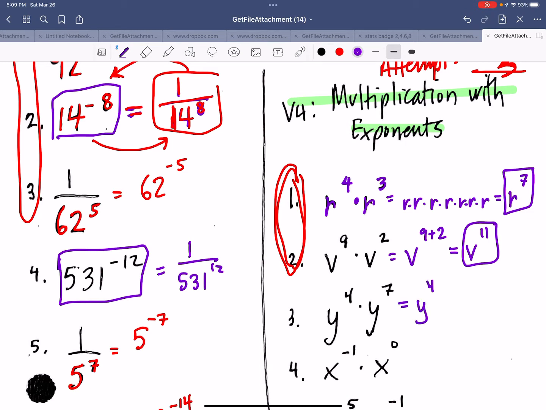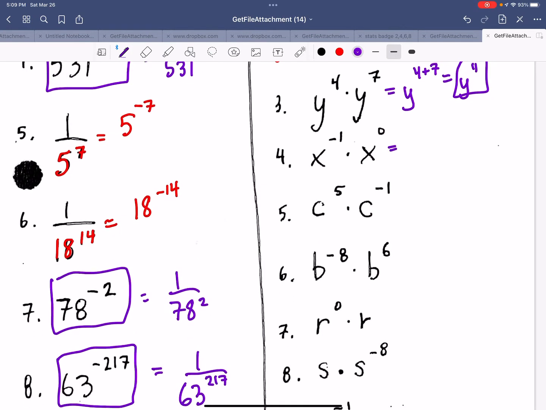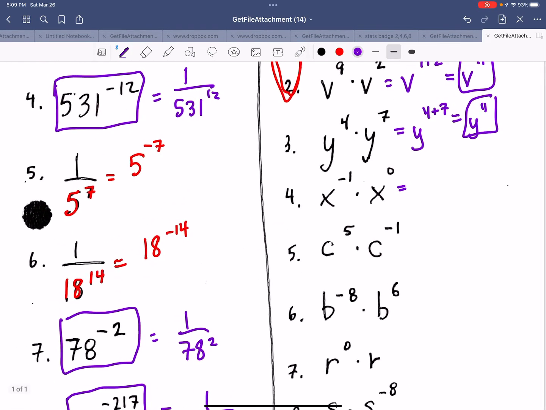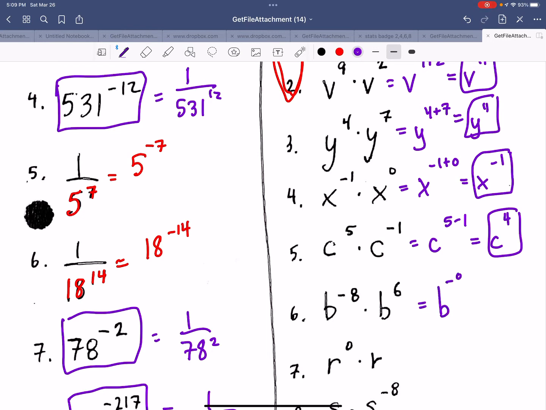So we can follow that pattern and add exponents until it gets a little hard to add. These start to get a little harder when we add exponents. -1 plus 0 is x to the -1. 5 minus 1, that'd be 4. -8 plus 6, that'd be -2.